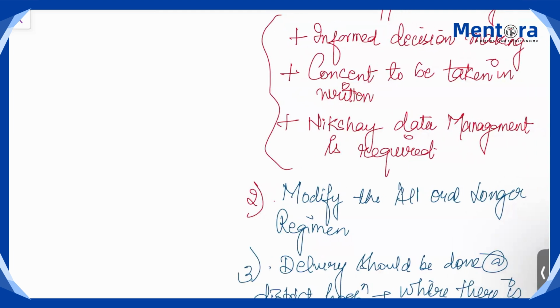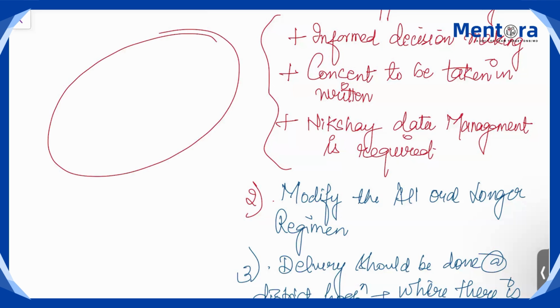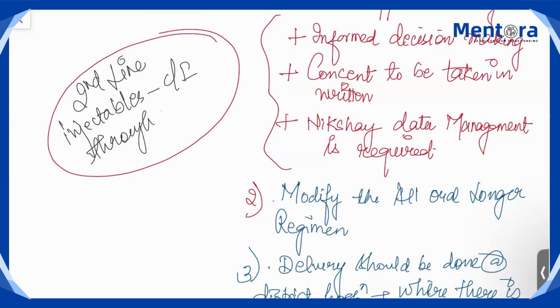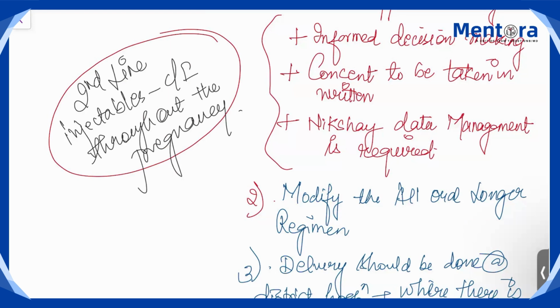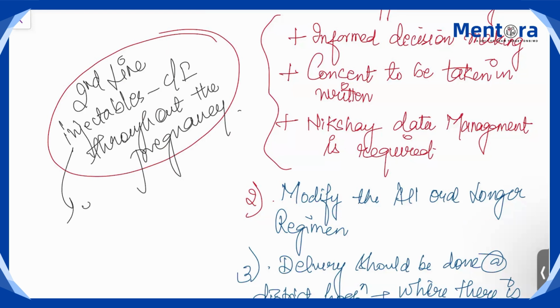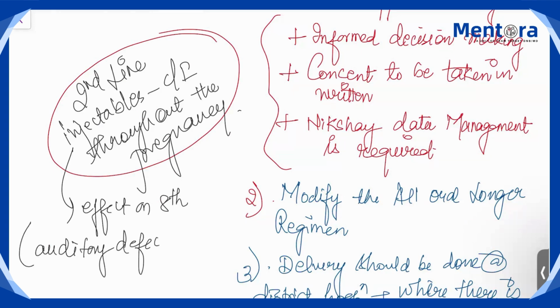Okay. Previously we were using second line injectables, which are now no longer being used in the treatment. But if still you want to use second line injectables, that is your kanamycin and all, they are contraindicated throughout the pregnancy. वैसे भी अब रेजिमेन में से हट गए हैं, but पहले यूज होते थे. They are contraindicated throughout the pregnancy. Why? Because they affect the 8th nerve of the fetus, that is auditory defect will occur. So auditory defect to the fetus.